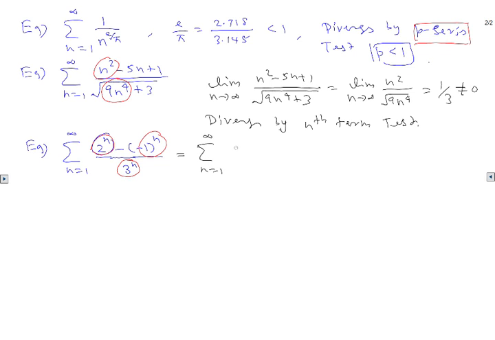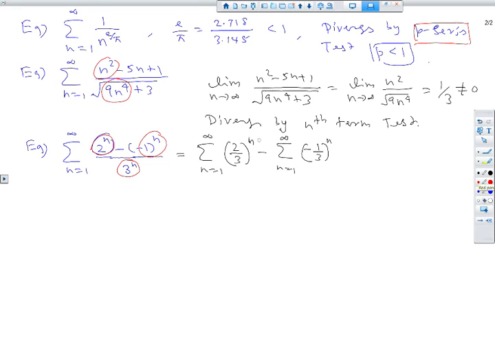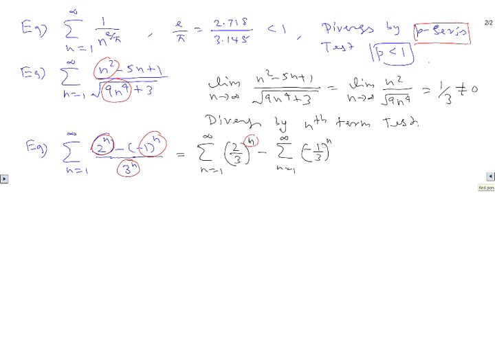So sigma n going from 1 to infinity. Let's split this into 2. So it is 2 to the 3n minus, and then you can write this one as sigma n going from 1 to infinity of negative 1/3 to the n. I hope this step is clear now. You're going to pull out only the terms with n and combine them into one. The negative sign is the negative sign in the middle.